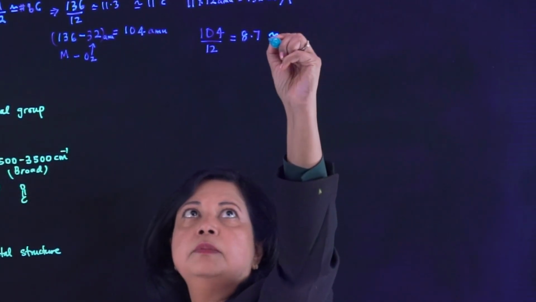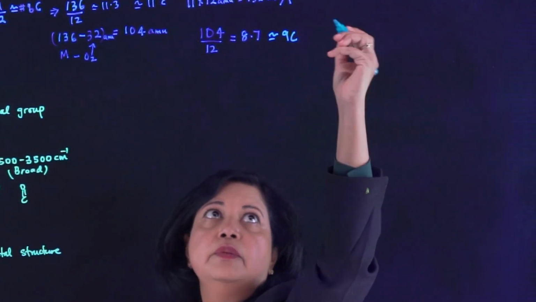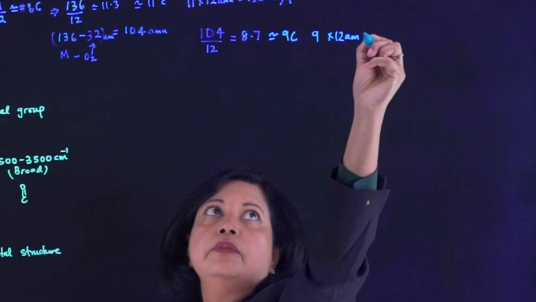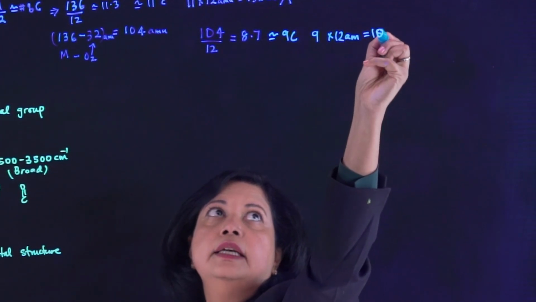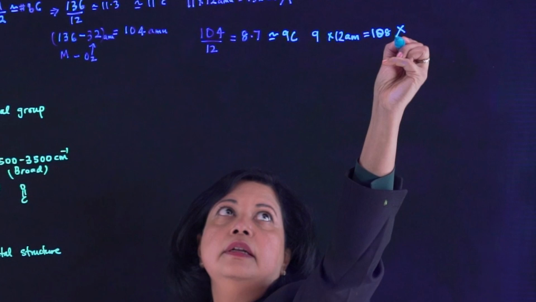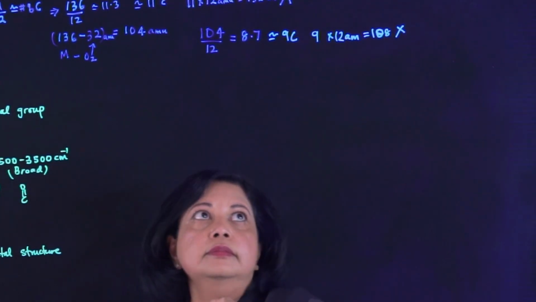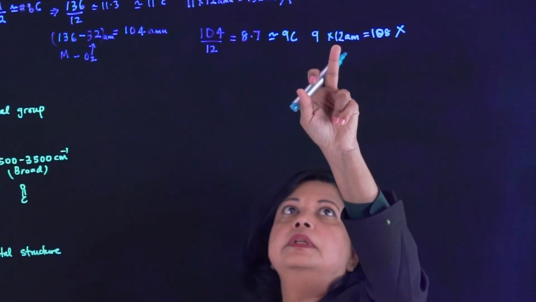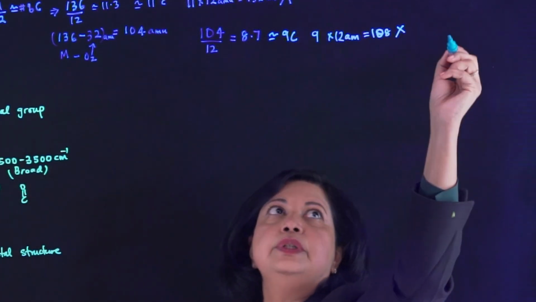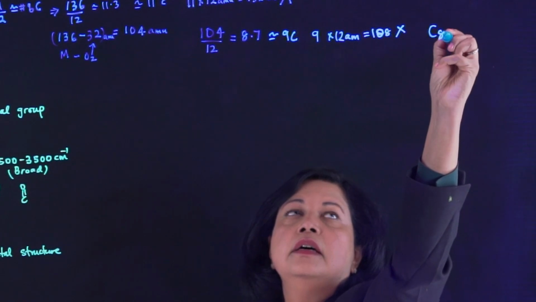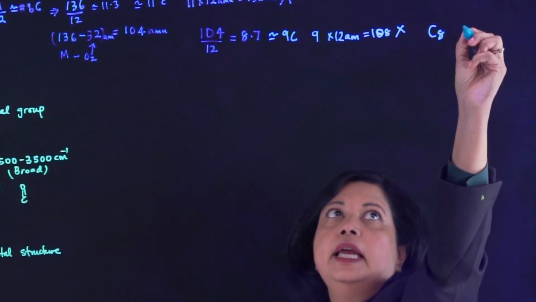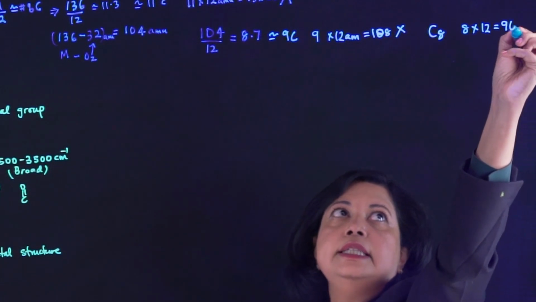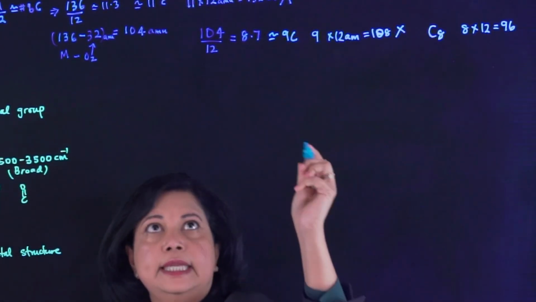So that's approximately 9 carbons, but that would be 9 times 12 AMU, which would need 108. So therefore, this is not going to work. We have to have fewer carbons. So if you drop this down to C8, then 8 times 12 is going to be 96, and that would make more sense.